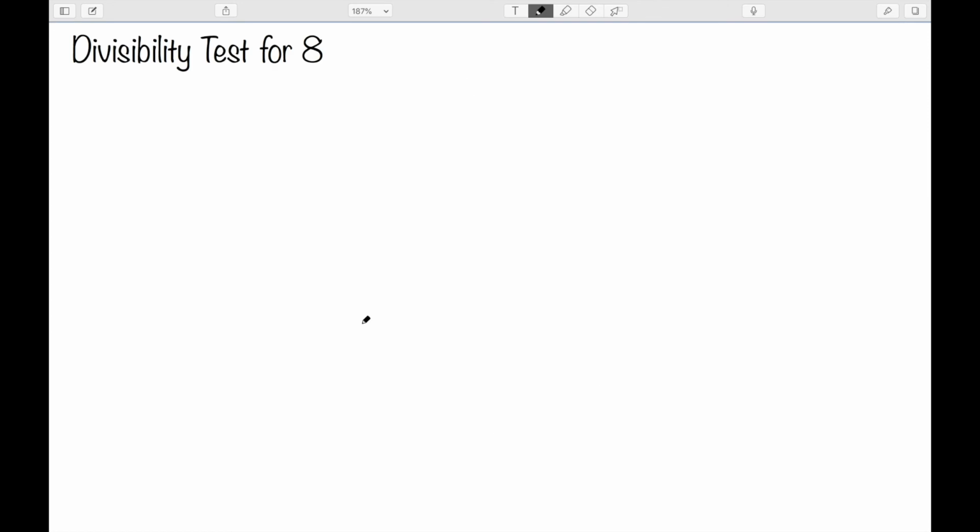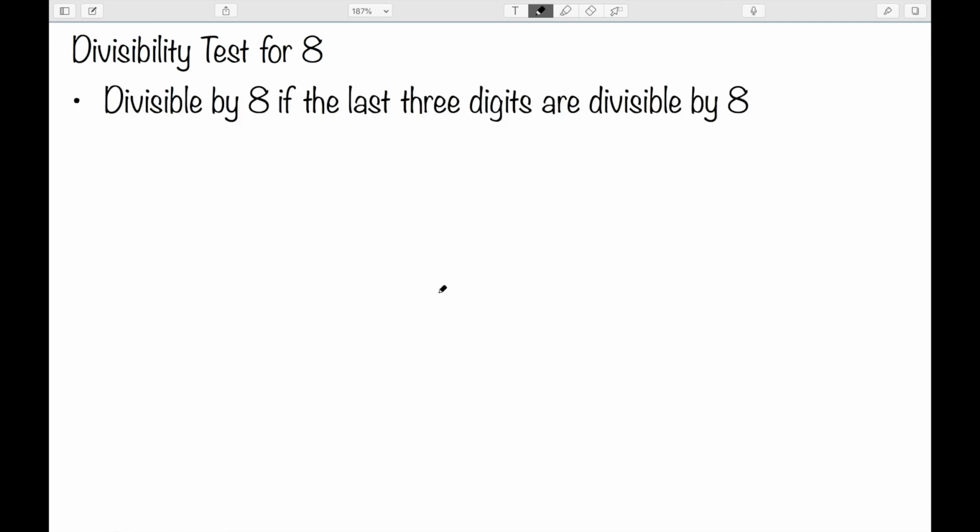Let's start with the divisibility test for 8, since it is very similar to the divisibility test for 4. A number is divisible by 8 if the last 3 digits are divisible by 8. So for 2, we only need to look at 1 digit. For 4, we need to look at 2 digits. And for 8, we need to look at 3 digits.